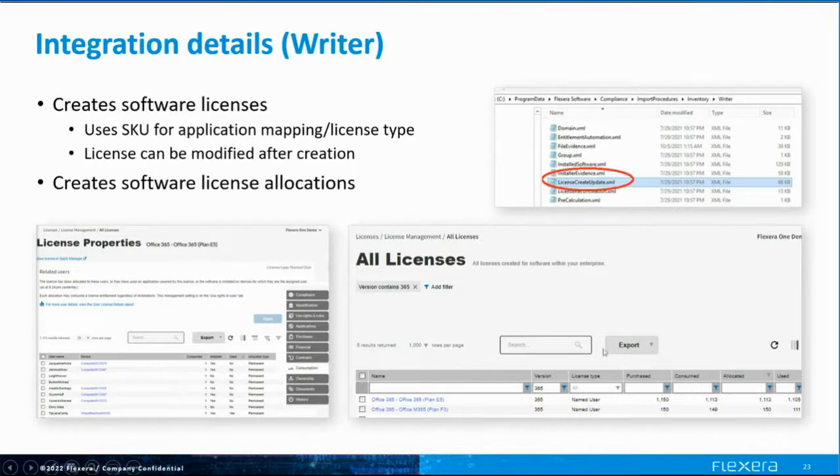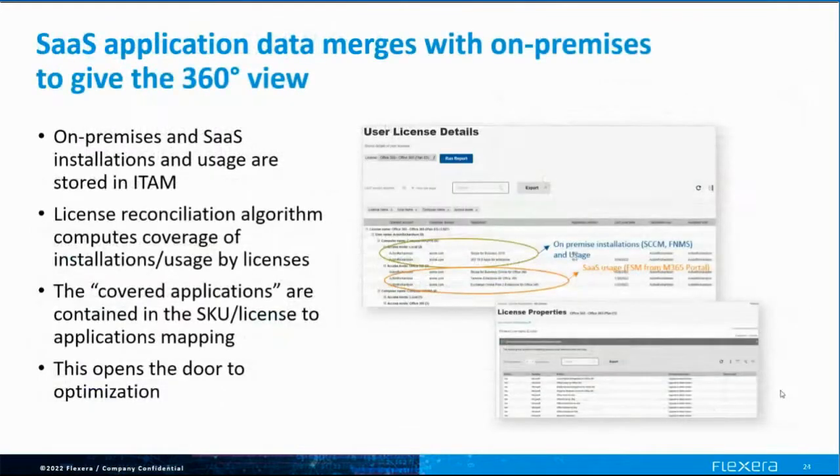And that's where the license, which is created here, you see, contains the purchase, which is actually read from the FSM data. It contains the consumption, which is basically the sum of users allocated, because this is a permanent allocation. But also, you will see the difference is interesting, and that's where you can have these optimization patterns. The SaaS application data is merged with on-premise inventory. So hopefully you see that on the screen, but you see that there is a report which is called user license detail when you are on the license.